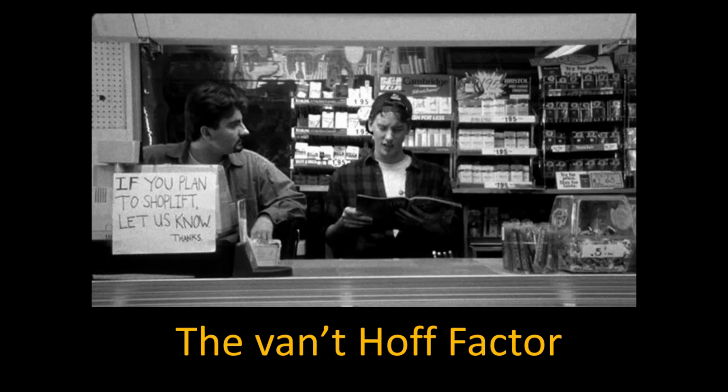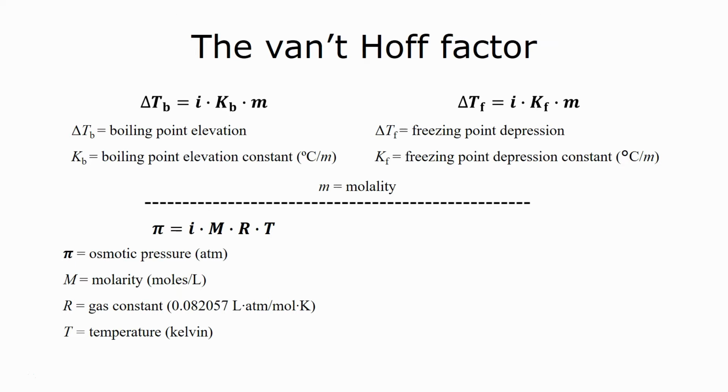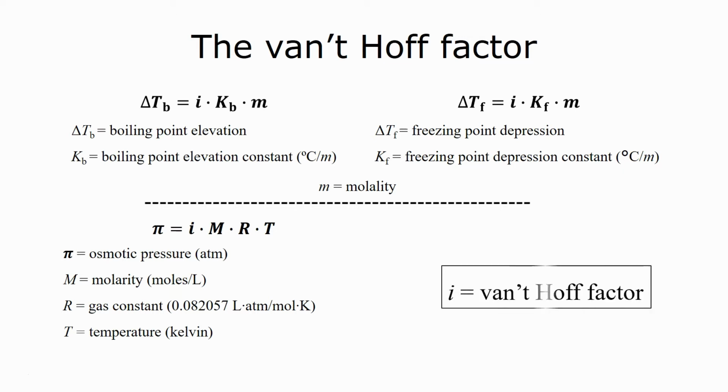In this video, we will discuss the Van't Hoff factor. We have already seen the Van't Hoff factor, here represented by the italicized i, in boiling point elevation and freezing point depression, but it also occurs in the osmotic pressure of a solution. So what is it?